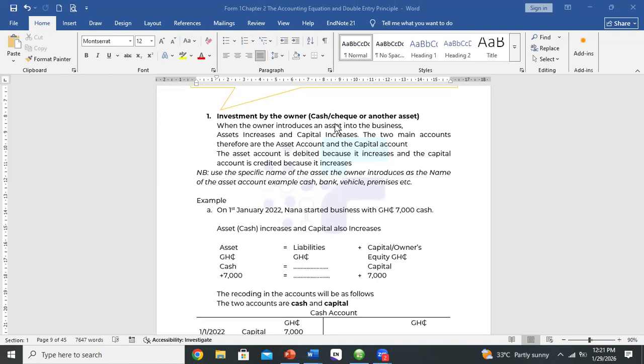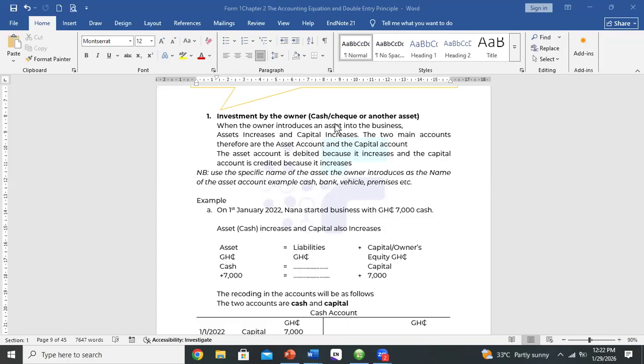Again, I am acknowledging that my owner is giving me resources. My owner is giving me what? Resources. It's making an investment in me. So that investment in me is also increasing. That is why capital is increasing. And the asset cash is also what? Increasing. Why cash and asset?